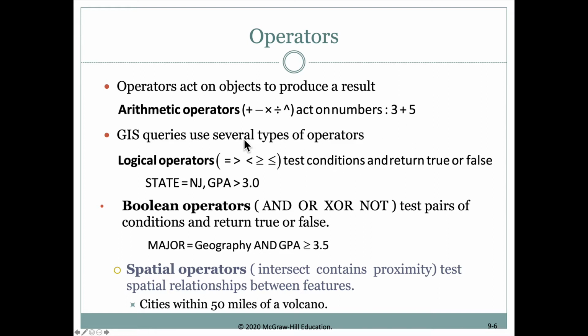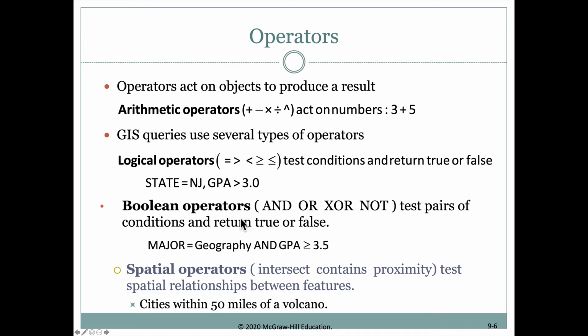GIS queries have other types of operators because we typically want to do some sort of comparison. We might say that a value in an attribute table is equal to something, or greater than, less than, greater than or equal to, or less than or equal to. All those different things we could use. For example, we could look in an attribute table just for the state that is equal to the value New Jersey, or we could look for students that have a GPA greater than 3.0. And so these are the logical operators.